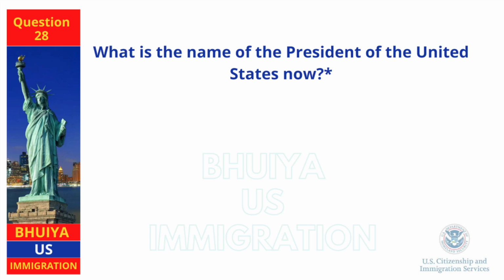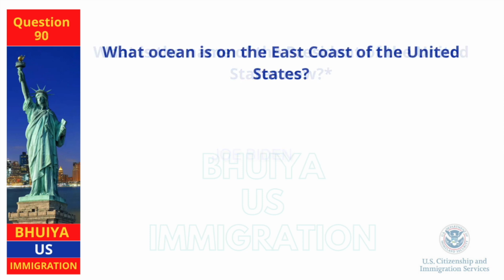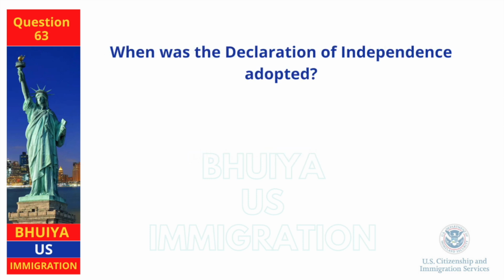What is the name of the President of the United States now? Joe Biden. What ocean is on the east coast of the United States? Atlantic Ocean. When was the Declaration of Independence adopted? 4 July 1776.